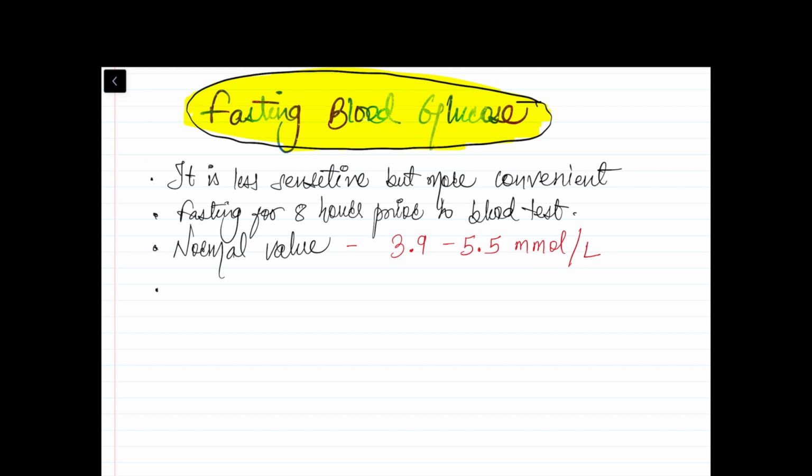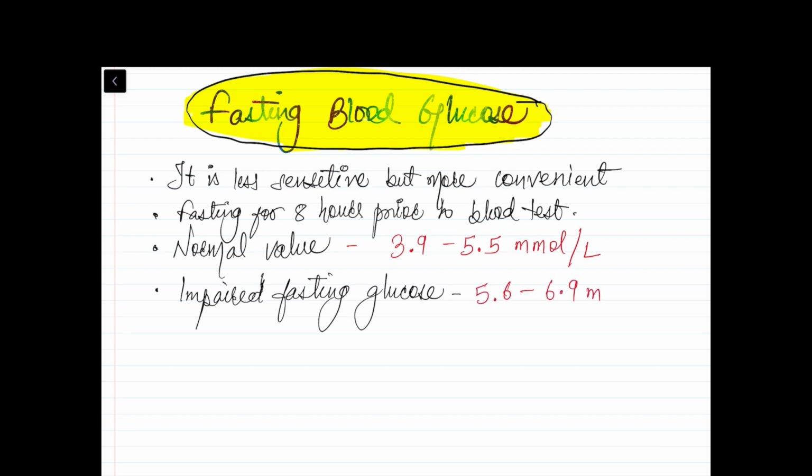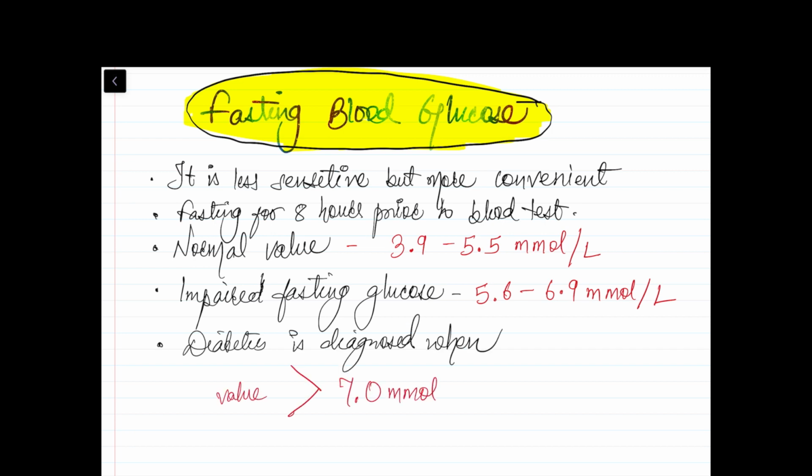But if there is an impaired fasting glucose, then the level would come to 5.6 to 6.9 millimole per liter. And diabetes is diagnosed when the value is greater than 7 millimole per liter. And that's a very common competitive exam question, that after which value would you diagnose diabetes, which is 7.0 millimole per liter and 2 or more symptoms have occurred.